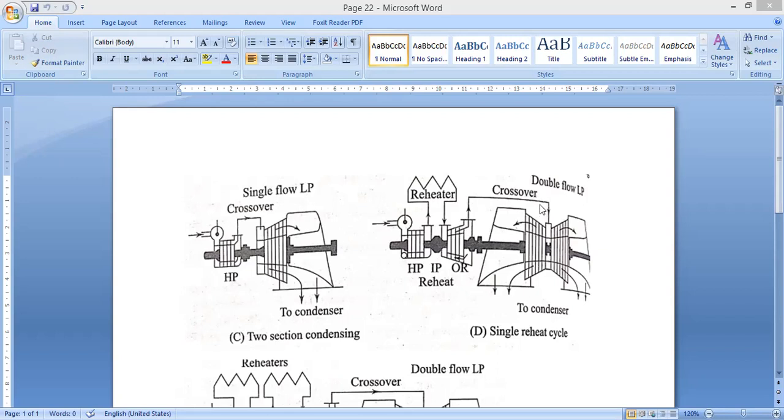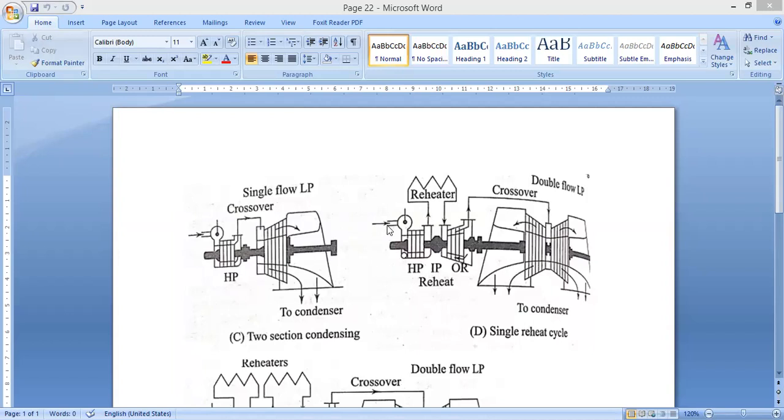Through the crossover it is sent to the low pressure turbine, where it is converted into power, and it comes out to the condenser itself. Here what we have: high pressure, intermediate pressure, and low pressure. This is the LP, IP, HP, IP, and we have a reheater.